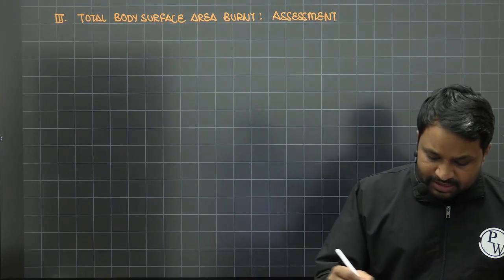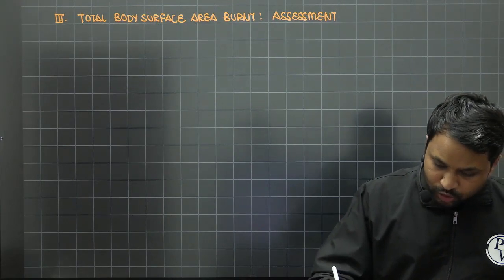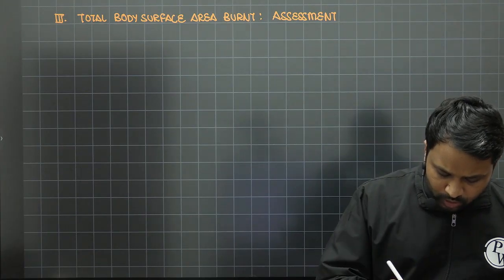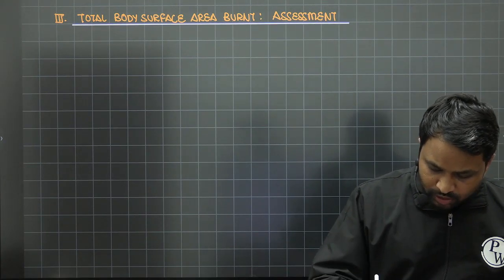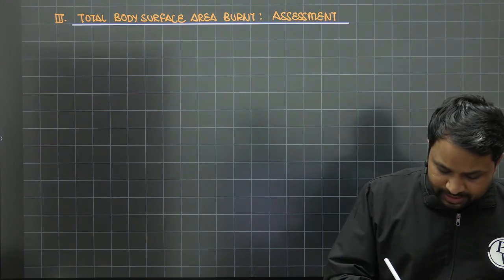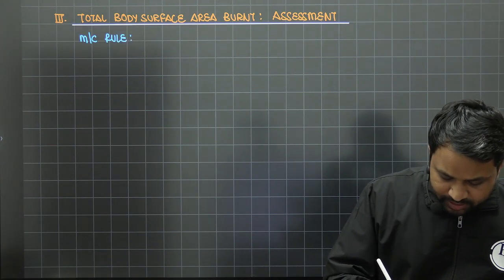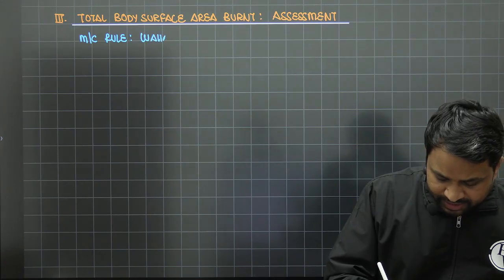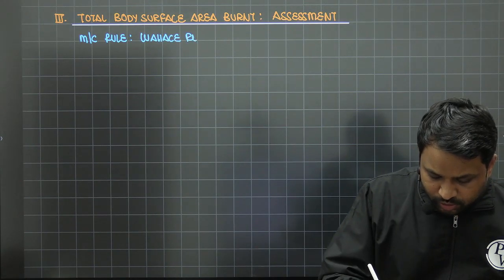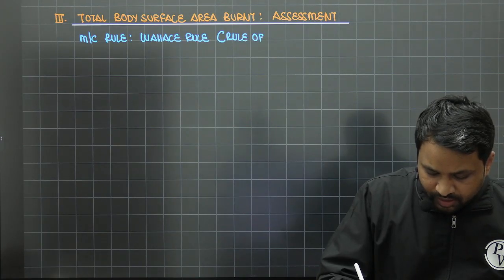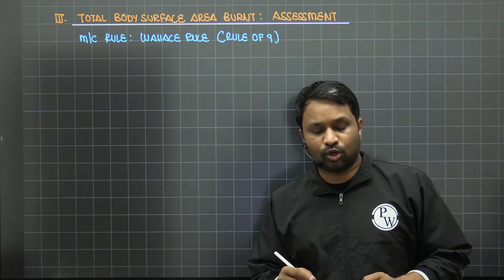Now for this, what is the most commonly used rule? Overall, the most commonly used rule is what we call the Wallace rule, also called the rule of 9. So if I say the most common rule for assessment, it is the Wallace rule. The Wallace rule is also popularly referred to as the rule of 9.